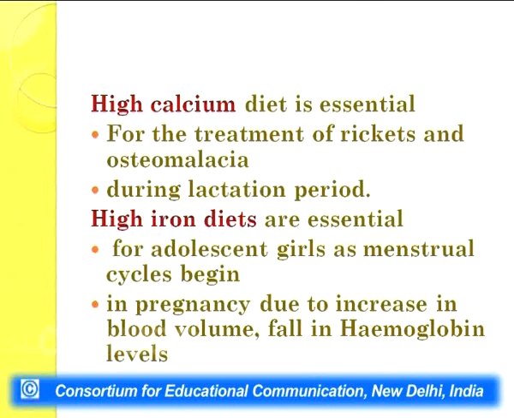I think I should stop here because these are the food allergies, but we can discuss it tomorrow.